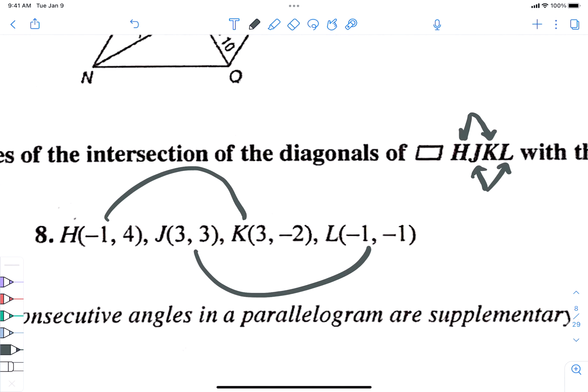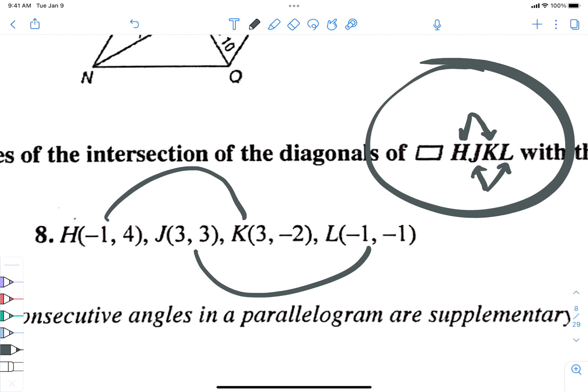But you wouldn't necessarily have to graph these. Does that make sense? Because they give us what it's named, we know that the opposite ones are the first and third one and the second and fourth one, right? So we wouldn't necessarily have to graph. You can certainly graph if you want. Whatever, right? Make sense?